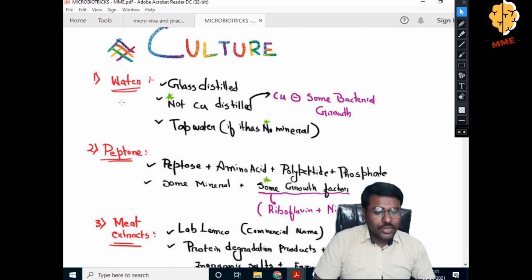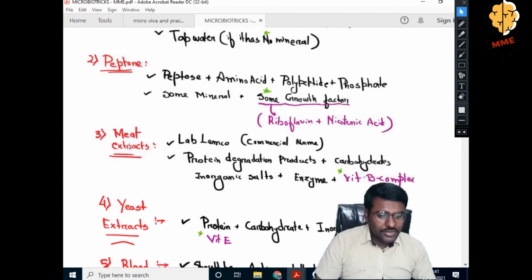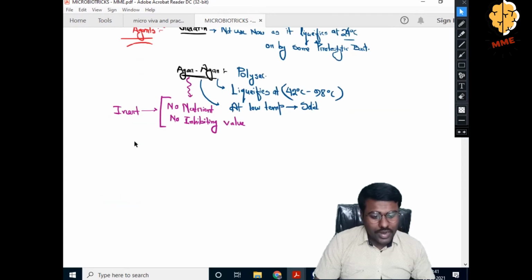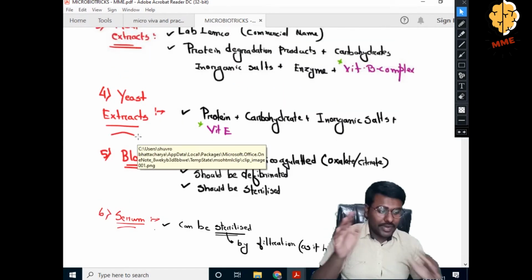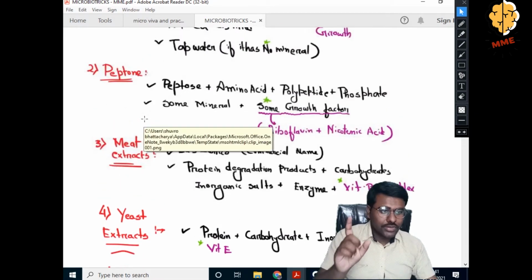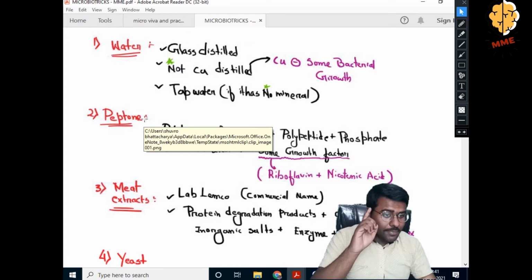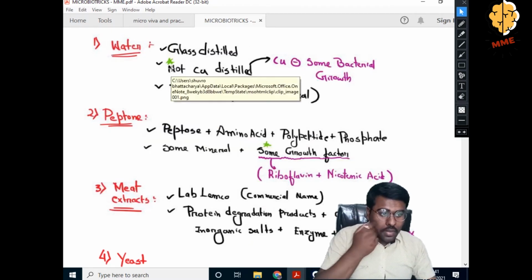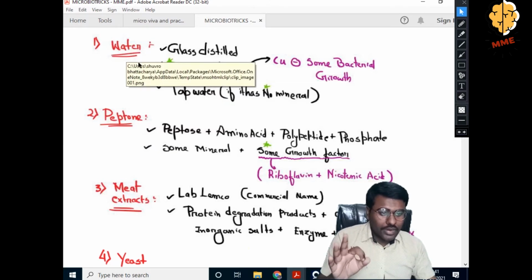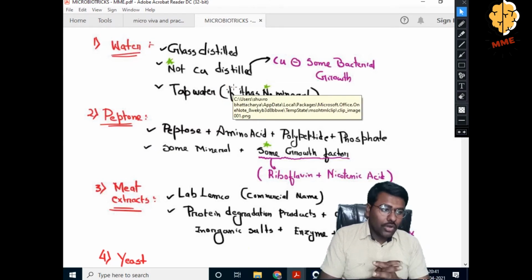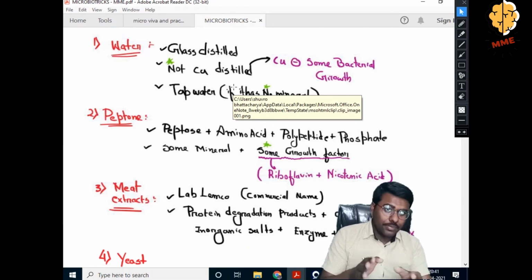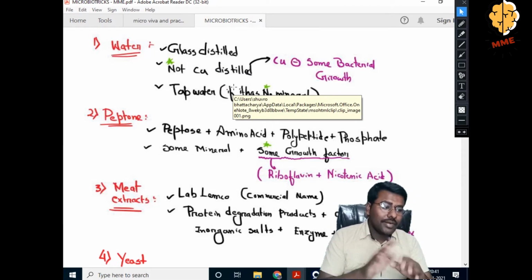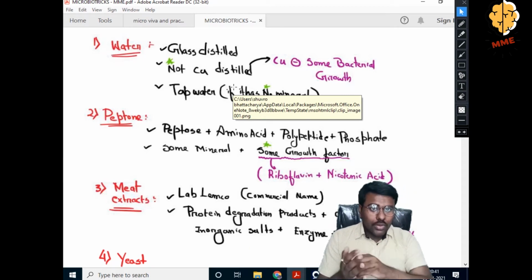Coming to the culture: the water, peptone, meat extract, yeast extract, blood and serum. Another video of the practical I separately made. I give the link in the description. I want to just say what the important points are that you have to notice. This is the copper. Why the copper? This is the water, not copper distilled, because copper is inactive or inhibits some bacterial growth. So in the water, non-copper distilled water is needed.